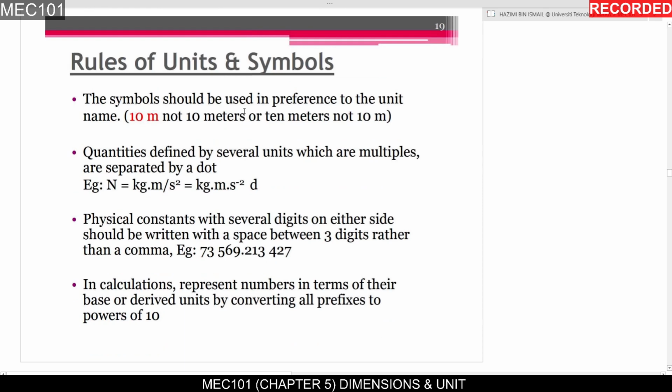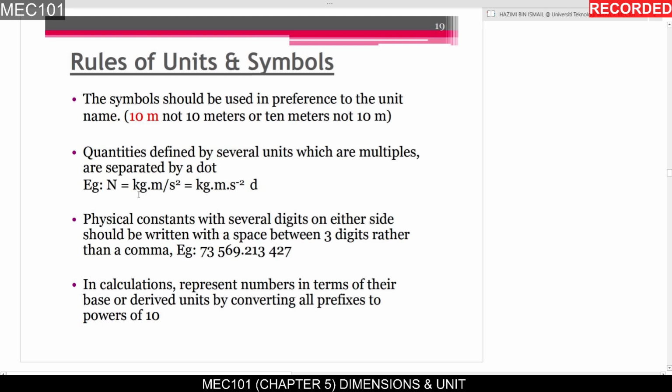The symbol should not be used in preference to the unit name: 10 meters, not 10 meter. Quantities defined by several units which are multiples are separated by a dot here. Let's say kilogram, you must put the dot, meter per second. So when there are multiplication operations in the unit, you must put the dots.